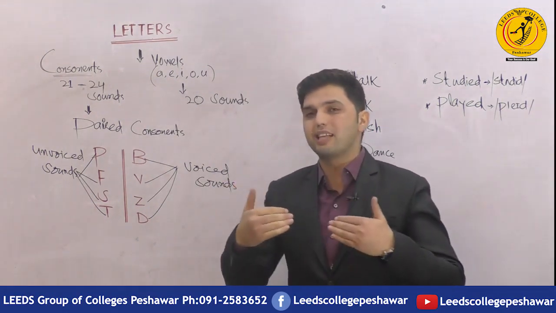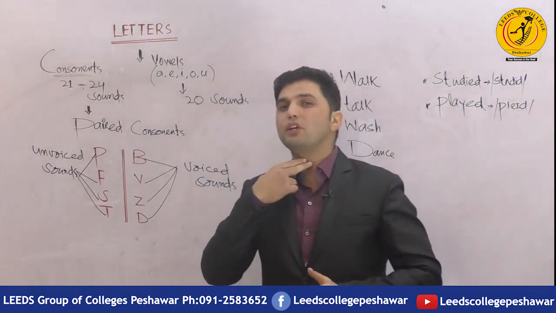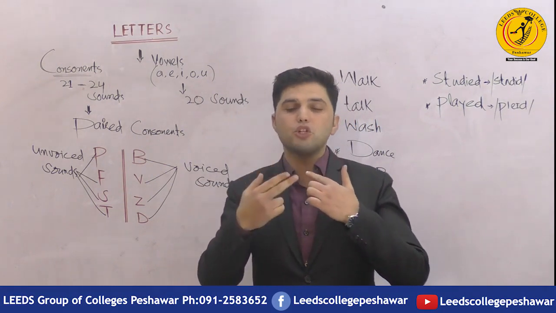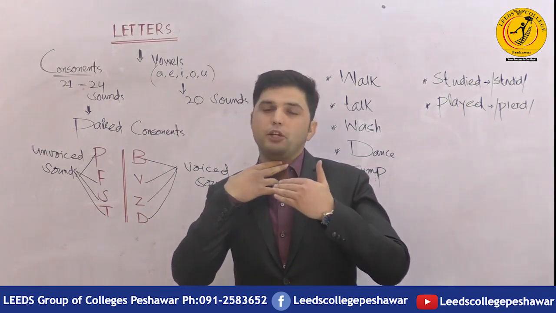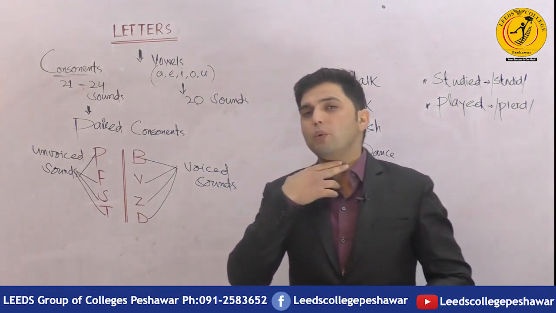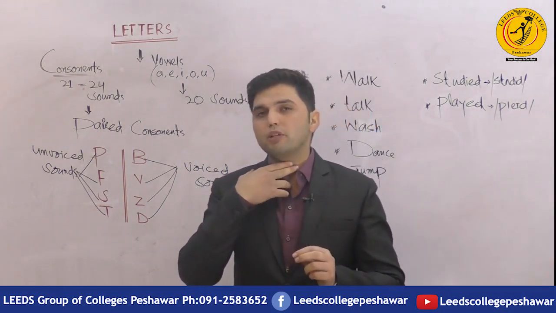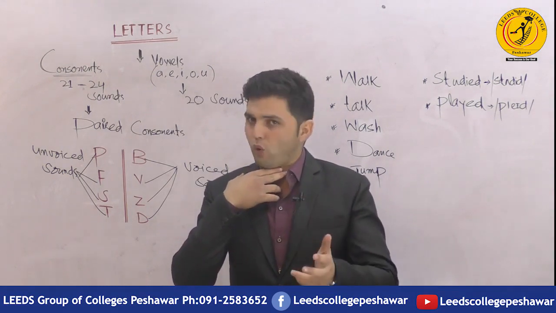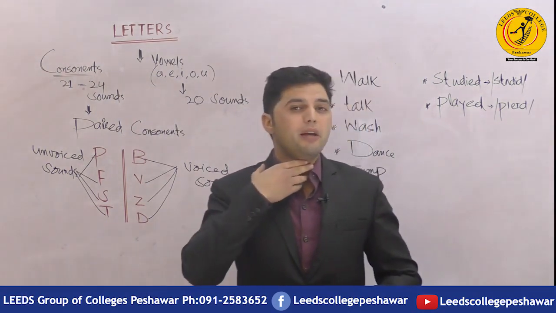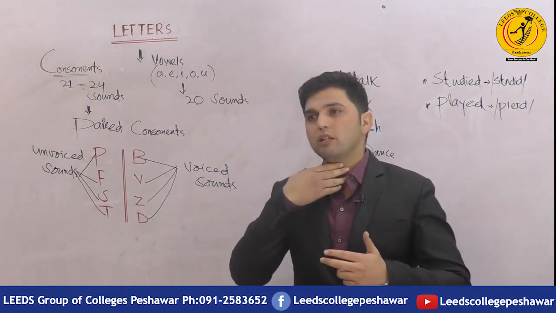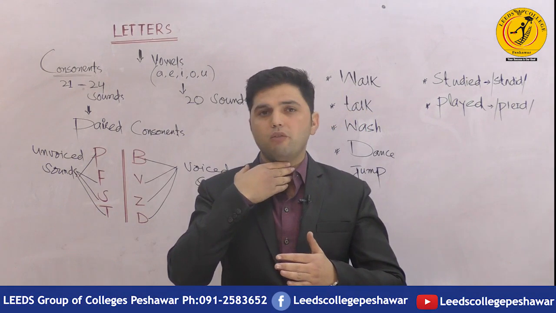Now, how to know whether a sound is voiced or unvoiced? Quite easy. You just put your fingers right here on the Adam's apple, and we have two tiny muscles here. We call them vocal cords. American people pronounce it vocal folds. If you put your fingers right here and pronounce the p sound, you will feel no vibration, like p, p, p, p. There is no vibration.